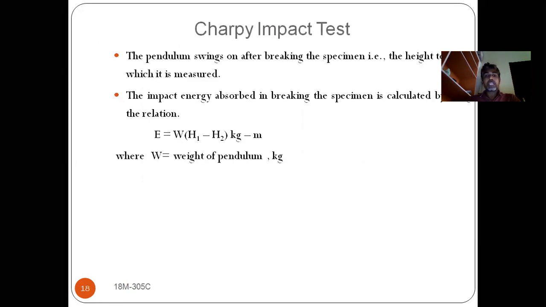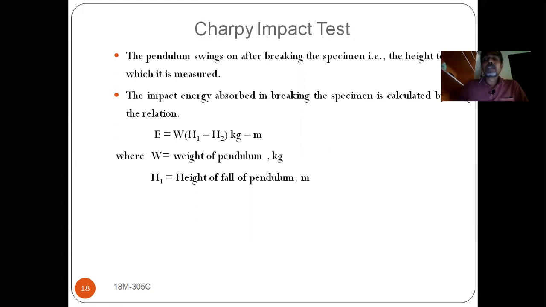Now, how the Charpy test will be conducted and how to calculate the impact strength. The pendulum swings on after breaking the specimen, and that height is measured. You are keeping the pendulum hammer at a certain height and releasing it. When it hits the specimen, it will fracture into two pieces. After impact, it will reach a certain height. So these two heights are very important in calculating the impact strength.